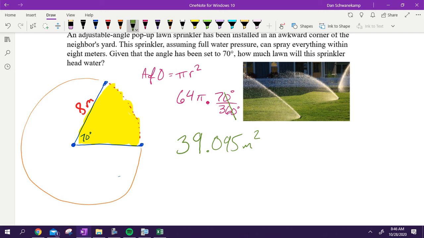Yes, ma'am? Absolutely. If we kept it in terms of pi, what'd you get? Yeah, so if you're going to leave it in terms of pi, leave it as a fraction, but sure. Other questions?